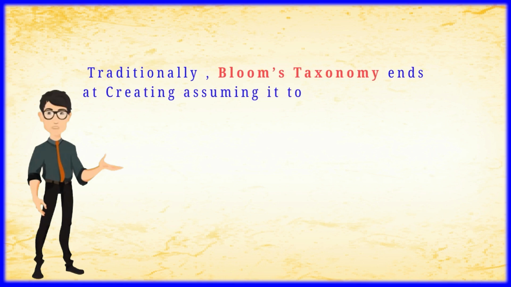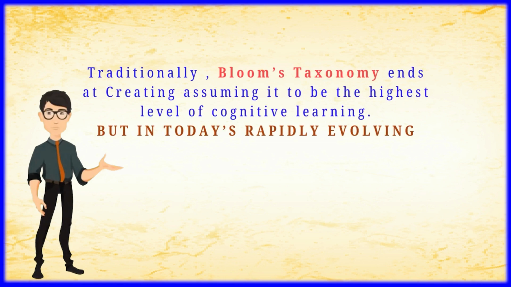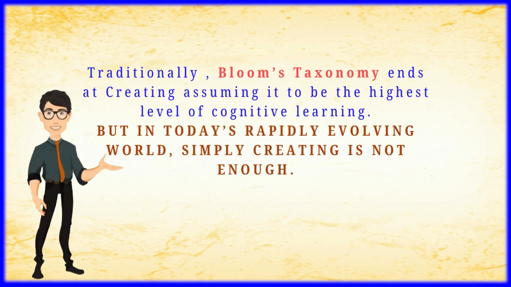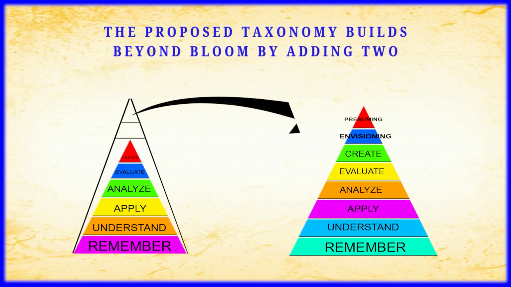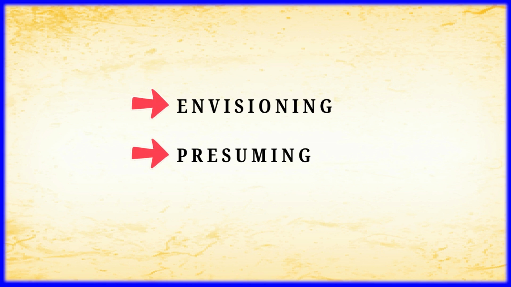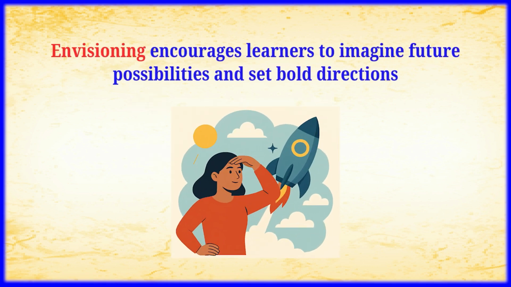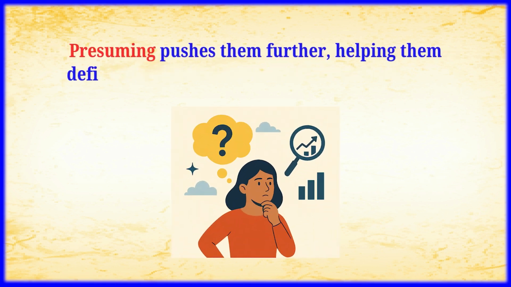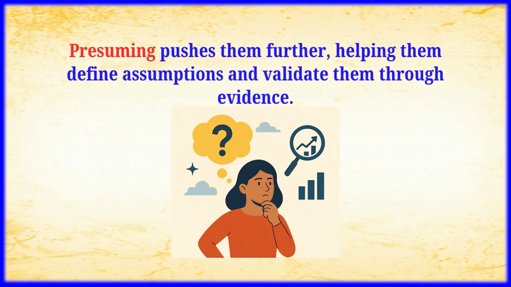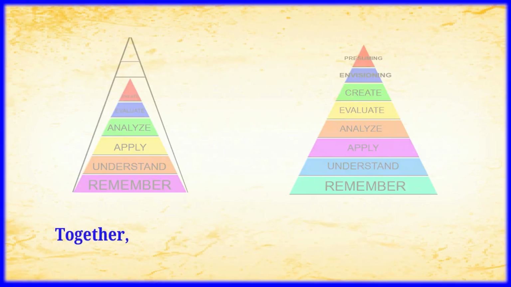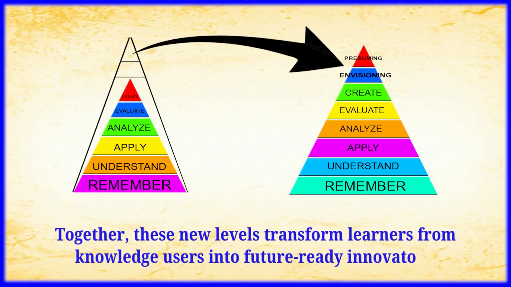Traditionally, Bloom's taxonomy ends at creating, assuming it to be the highest level of cognitive learning. But in today's rapidly evolving world, simply creating is not enough. The proposed taxonomy builds beyond Bloom by adding 2 crucial levels: envisioning and presuming. Envisioning encourages learners to imagine future possibilities and set bold directions. Presuming pushes them further, helping them define assumptions and validate them through evidence. Together, these new levels transform learners from knowledge users into future-ready innovators.